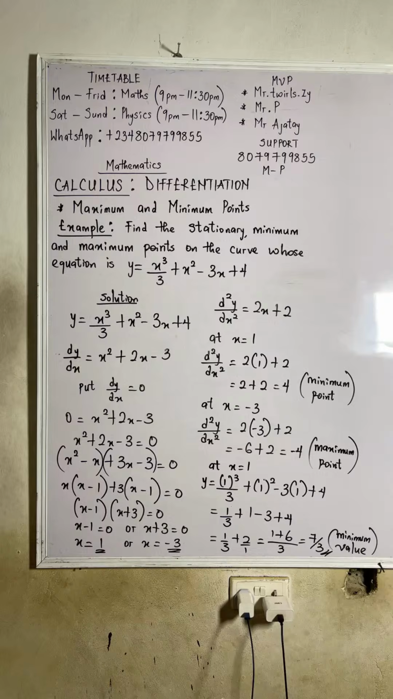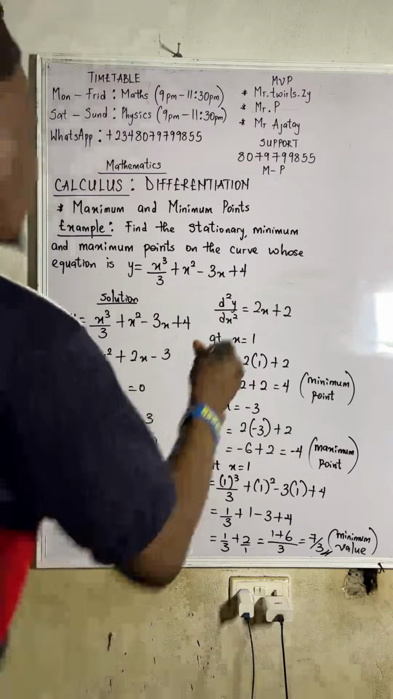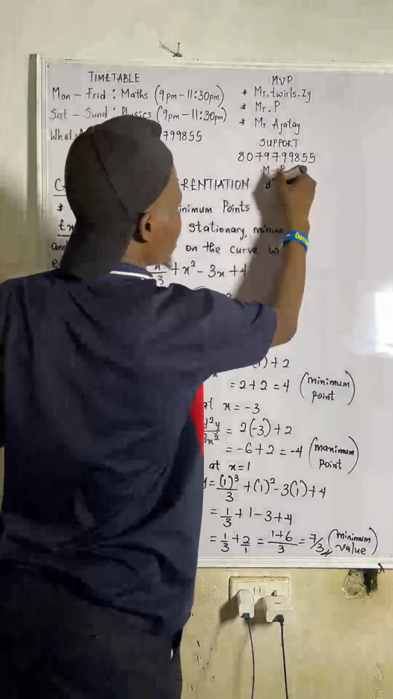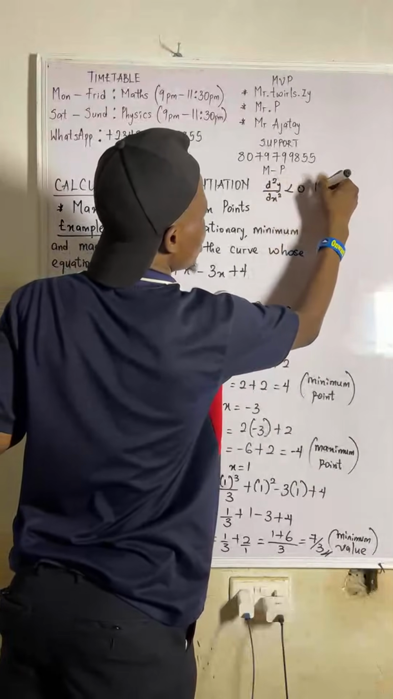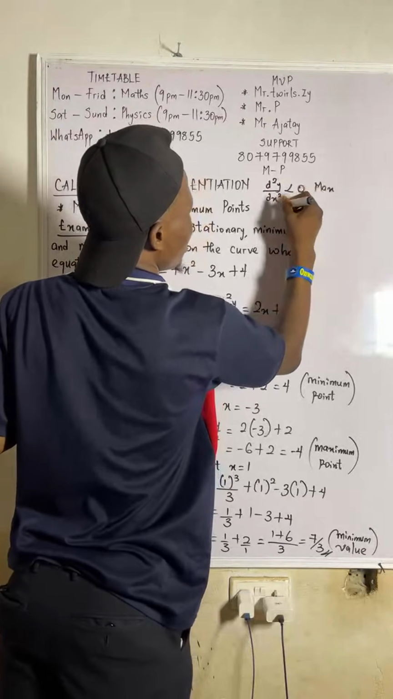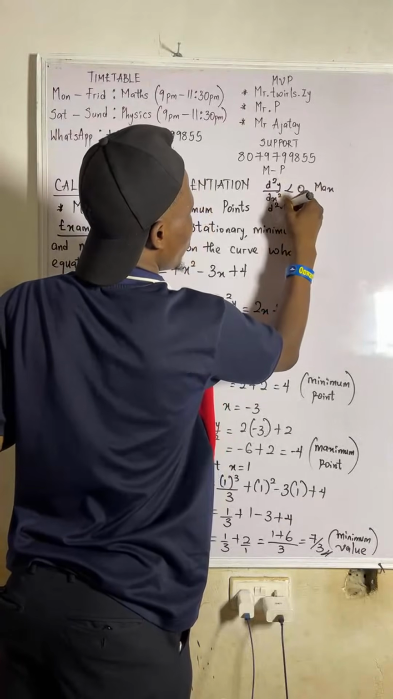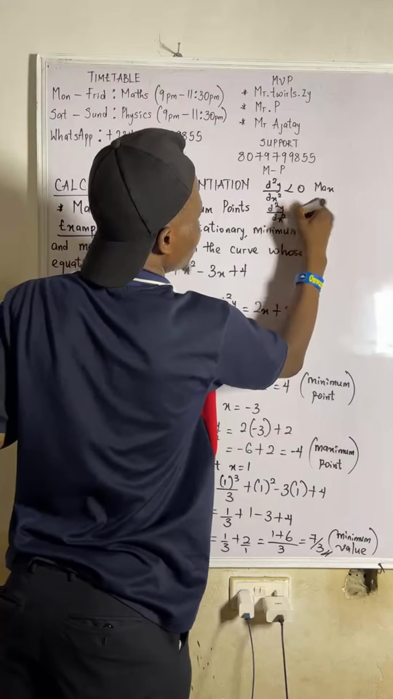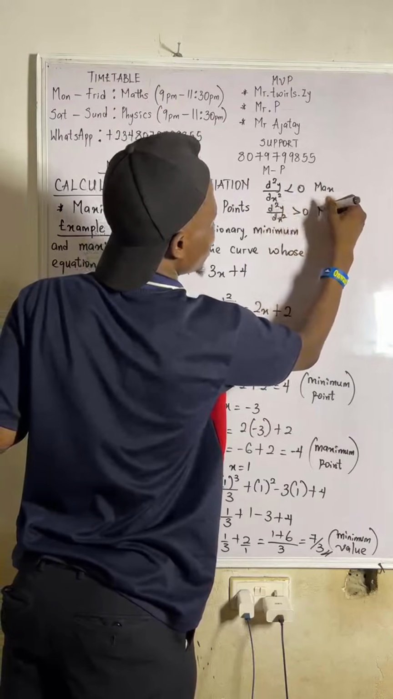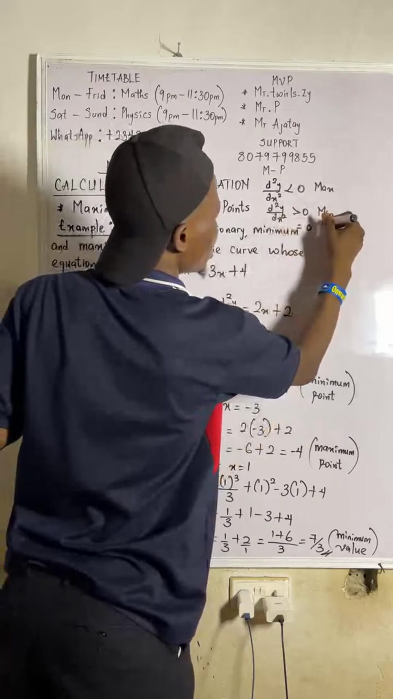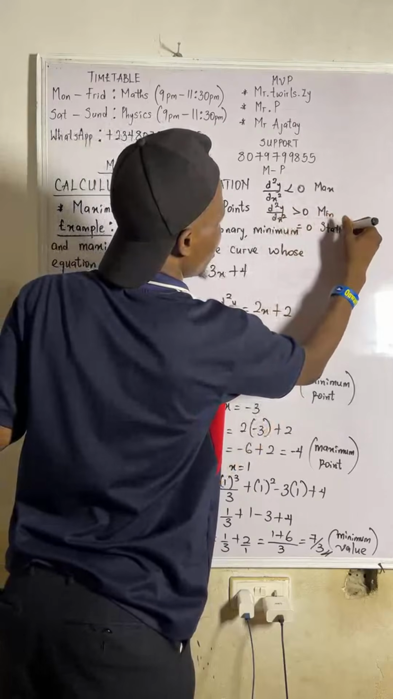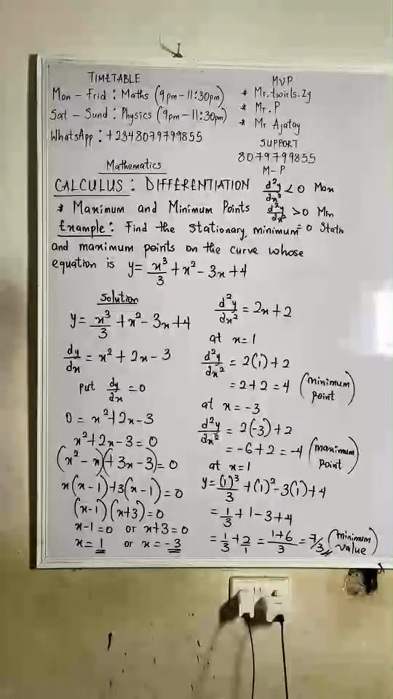Don't forget, when your d square y over dx square is less than 0, that is called the maximum point. But if your d square y over dx square is greater than 0, that is called the minimum point. But if it is equal to 0, that is called the stationary point. So please don't forget to screenshot, and let's solve.